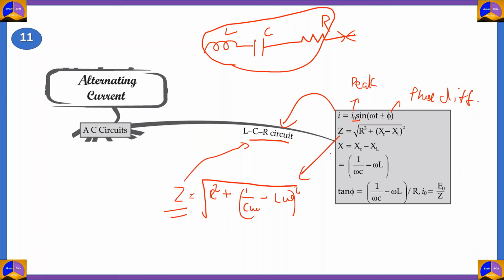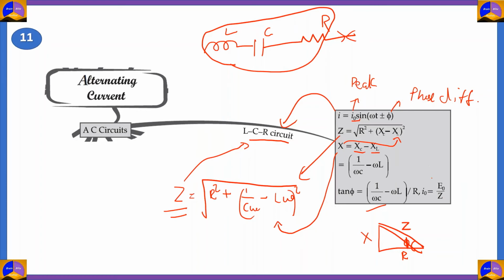And again, the total hindrance, that is chi, is given by XC minus XL. So that is given by 1 by C omega minus L omega. And tan phi, which is the tan of the phase difference, is again 1 by C omega minus L omega divided by R. So this is R and this is the angle phi. And then we have the X, that is 1 by C omega minus L omega. And then we have the impedance, total impedance Z.